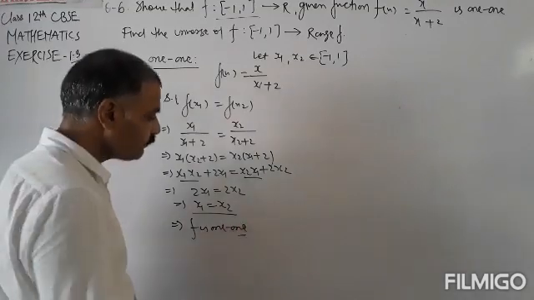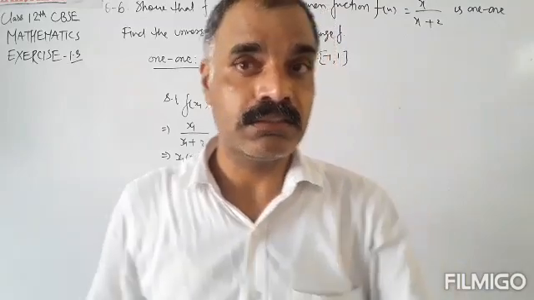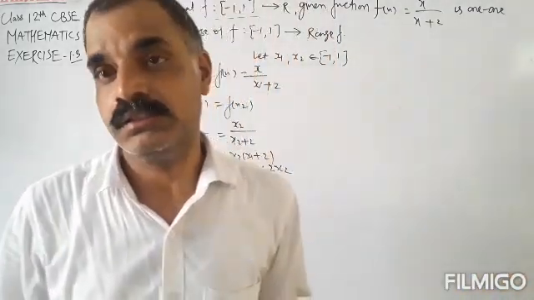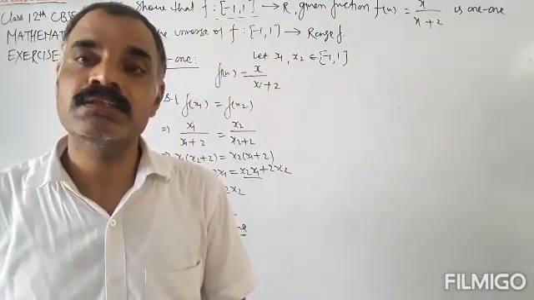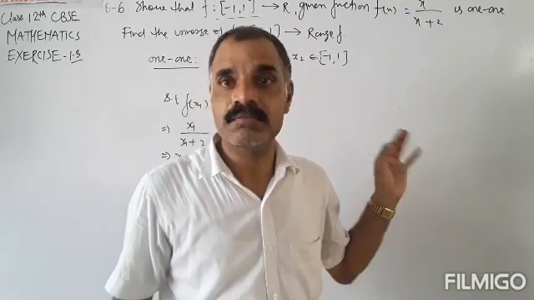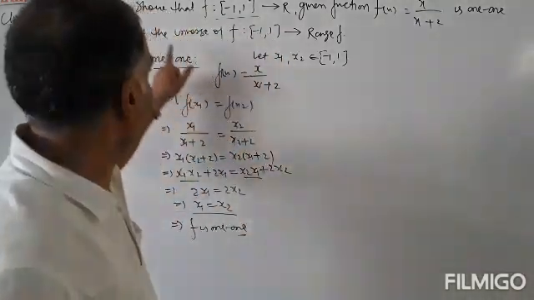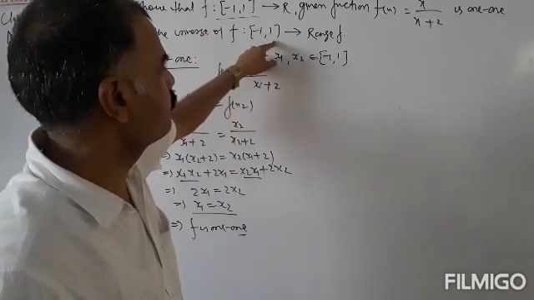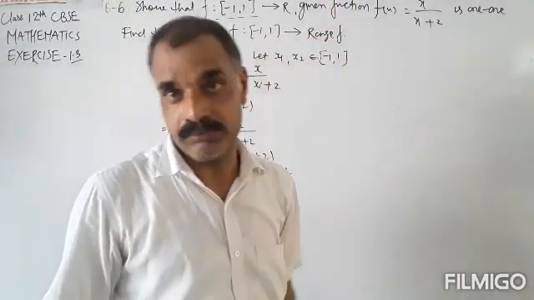Okay, we do not have to check whether the given function is onto or not, because it is not asked in the question. We have just to check only that the given function is one-one. So we have checked that the given function is one-one. Now the second part is to find the inverse of f. Domain is -1, 1 and range is f up to f.